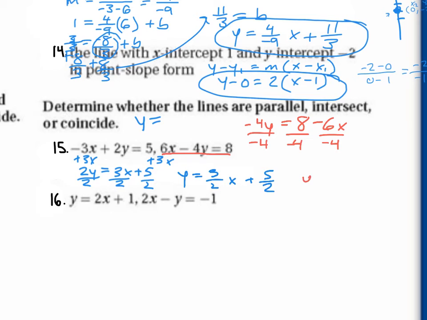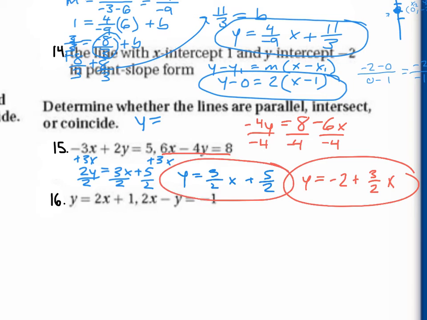So we get y is equal to negative 2 minus, or plus, because we have a negative divided by a negative. And what does 6 over 4 simplify to? 3 over 2. So looking at this equation and this equation, do we have the same slopes? Yes. Do we have the same y-intercepts? No. So are these going to be parallel, intersect, or coincide? They're parallel.